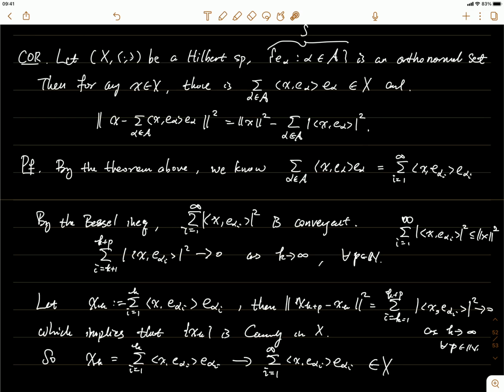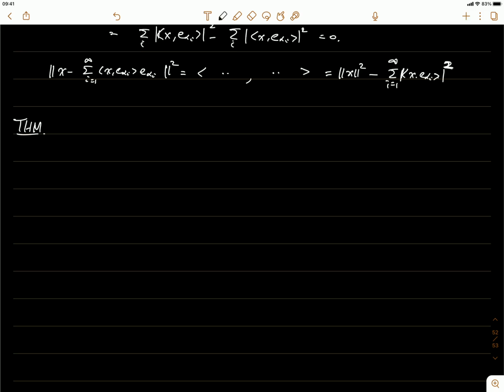Actually, this is more than that. We are going to show in which case S is a basis. There's a necessary and sufficient condition for that. Let's say we have a Hilbert space. And again, S is also orthonormal.